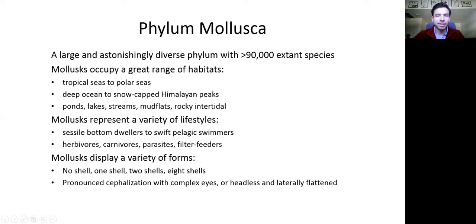So the phylum Mollusca is not just diverse in that it has many, many species. It's diverse in the areas where it lives, in the ways that they live, and in their shape. And you would think that animals so different, for example, as an octopus and a clam, one that has a pronounced head with complex eyes and the other one that is headless, why would they even be considered to be part of the same phylum?